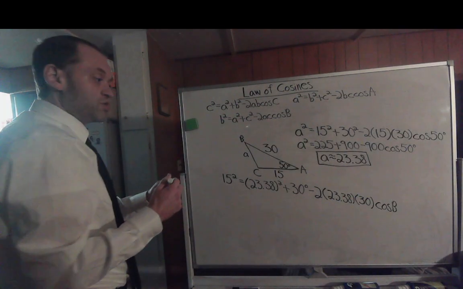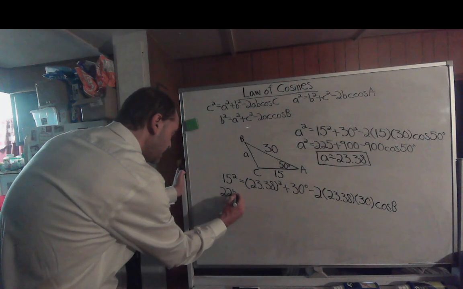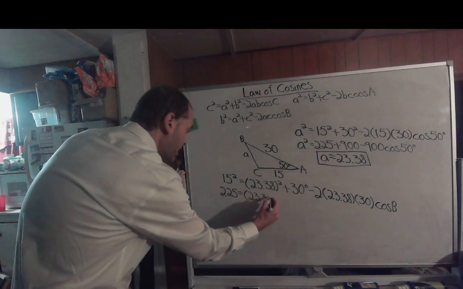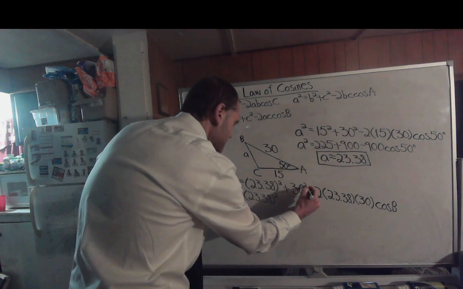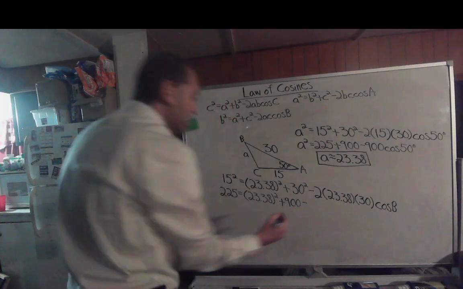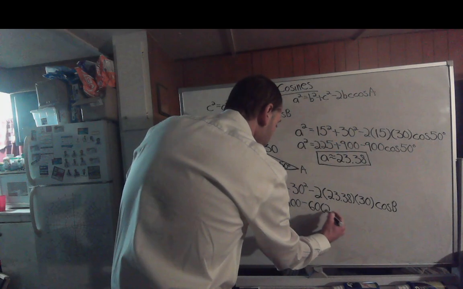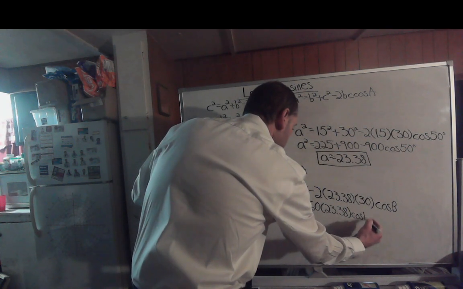Then we'll do that times the cosine of B. So what's going to end up happening is here we've got to solve for angle B, which will set up an inverse cosine problem. So this would turn into 225 is equal to that 23.38 squared. I'd rather not round yet. Plus 900. Then minus 60 times 23.38 times the cosine of B.